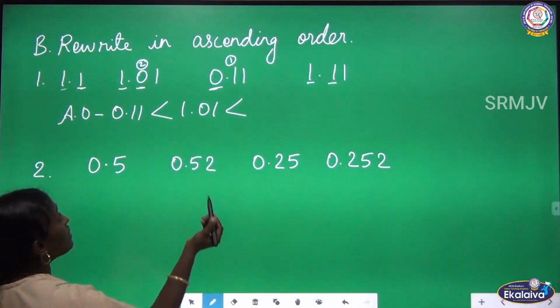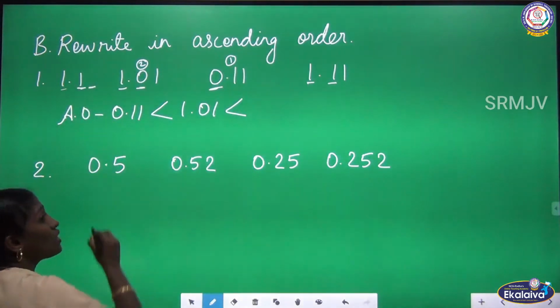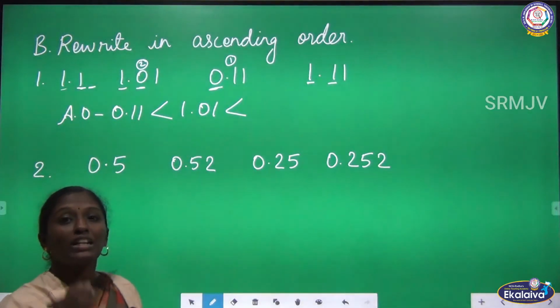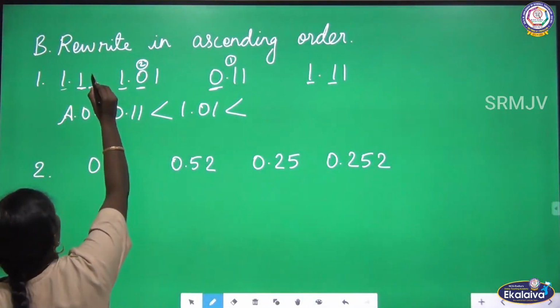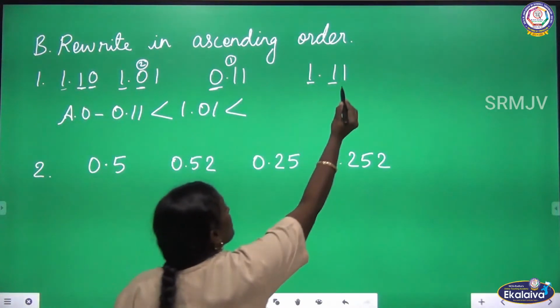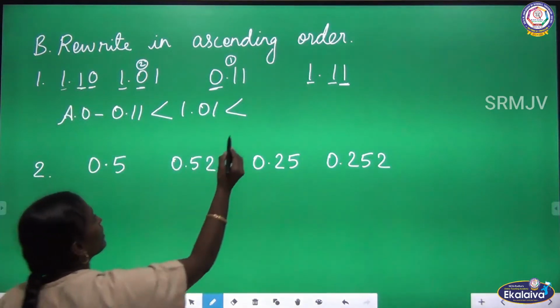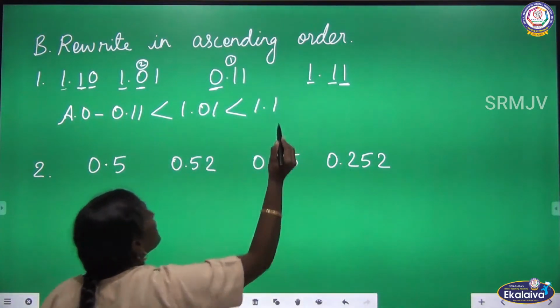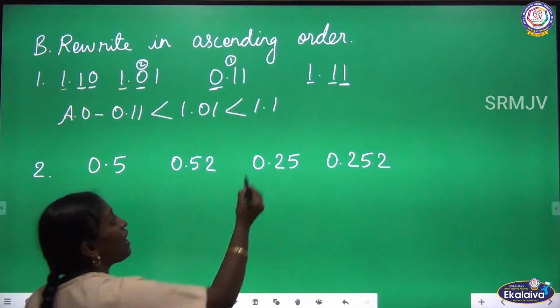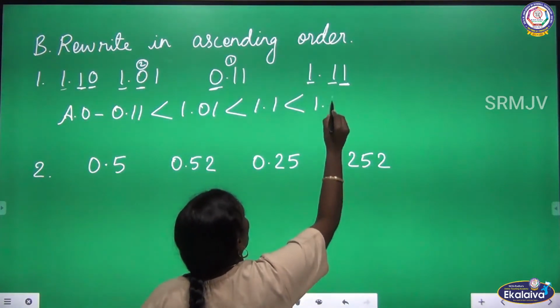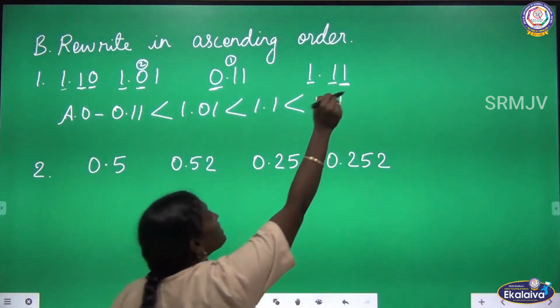In the remaining 2 decimal numbers, the first decimal place 1 is there. So we have to check the next one. Here there is no number. What is the meaning of that? 0 is there. Okay. Here 0 is there, here we are having 1. Which is smaller? 0 is smaller. So 1.1 is the next smaller and 1.11 is the greatest number.